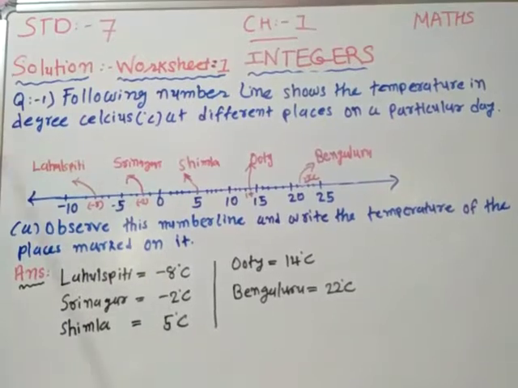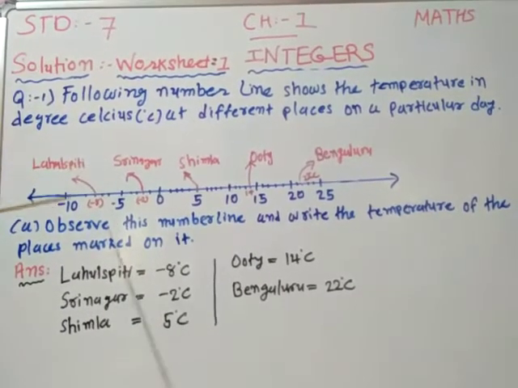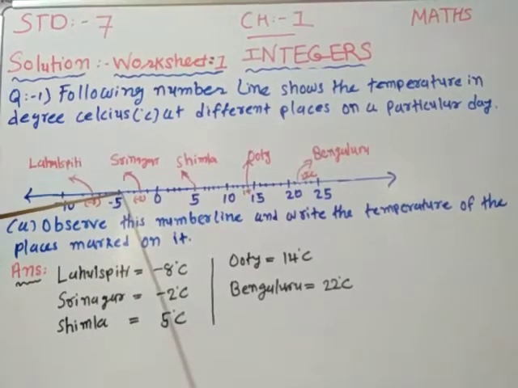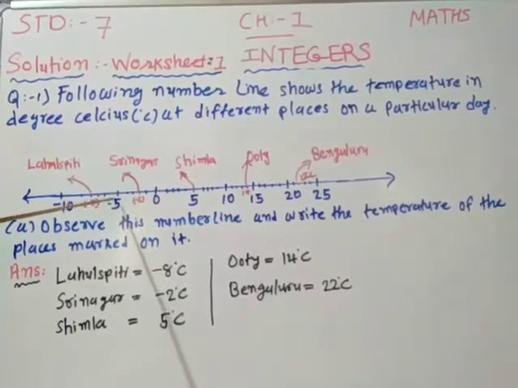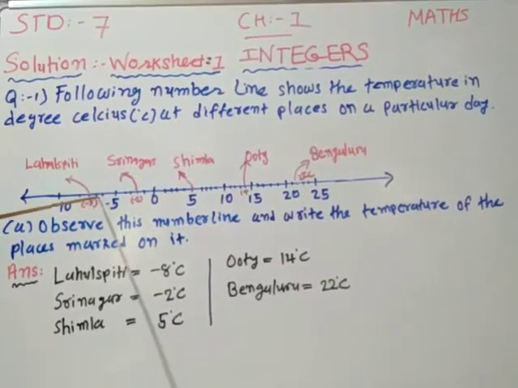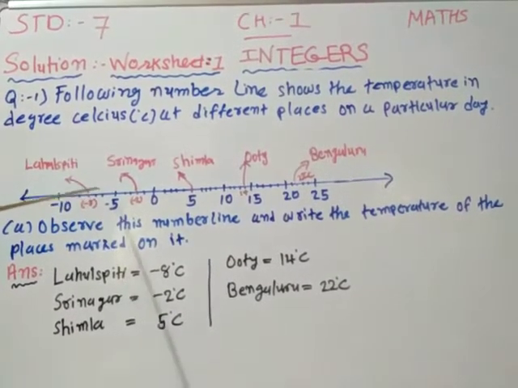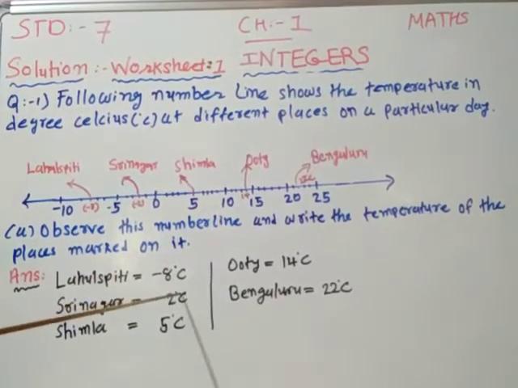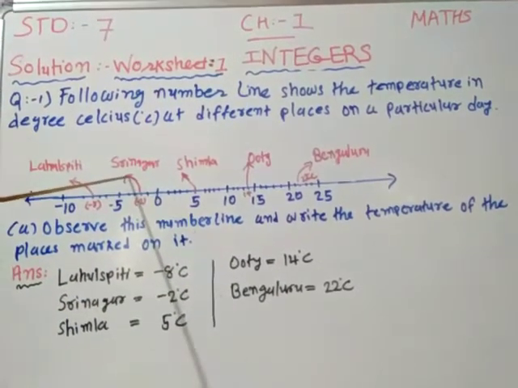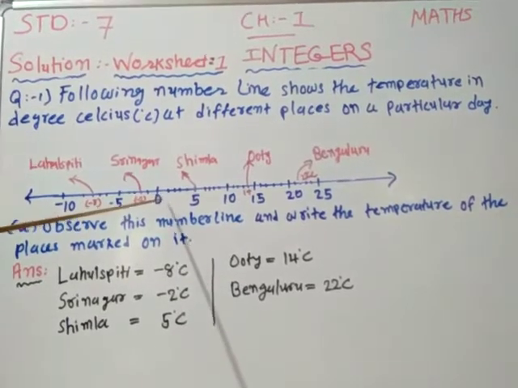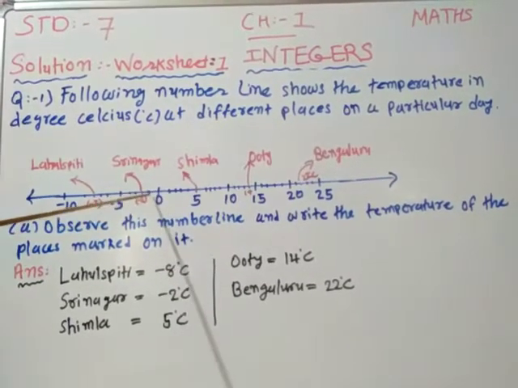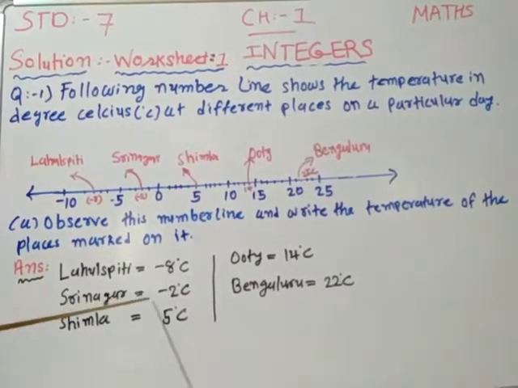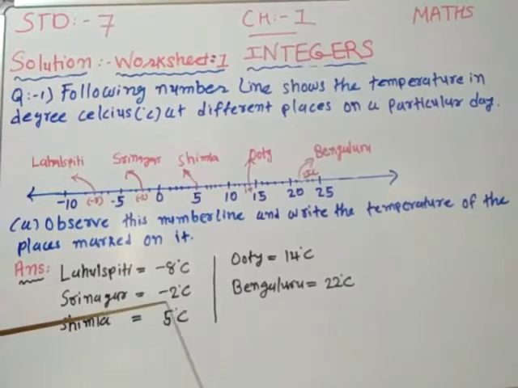Your first place is Lahul Spiti. Now just look at the mark on the number line. Here it's -5. So from the left side of -5 it's -6, -7, -8. So the temperature of Lahul Spiti is equal to -8 degrees Celsius. Now Srinagar. From the left side of the 0 we start with -1, -2. So the temperature of Srinagar is equal to -2 degrees Celsius.